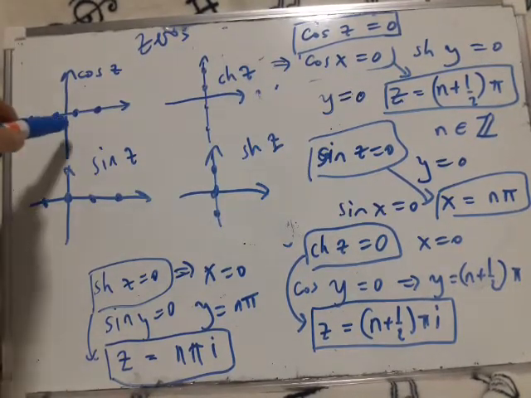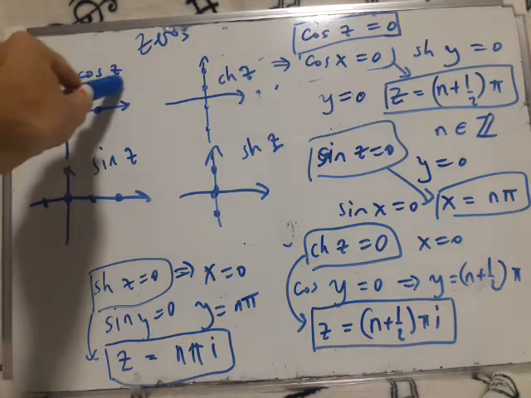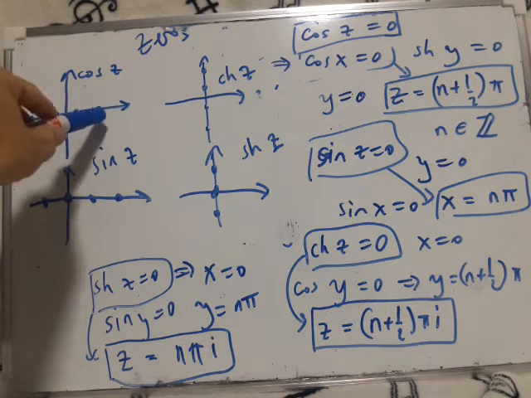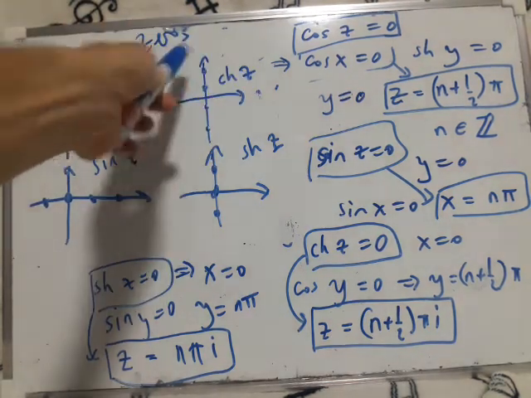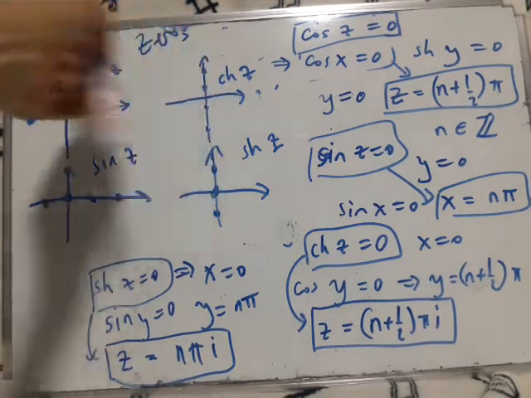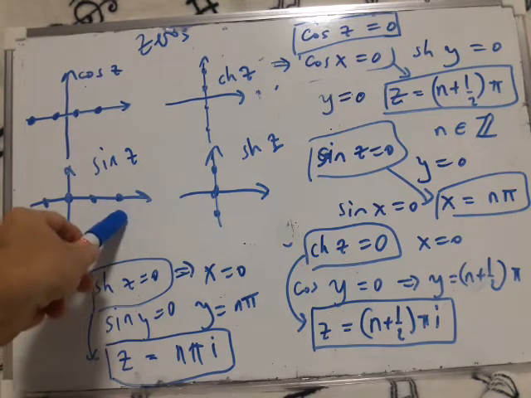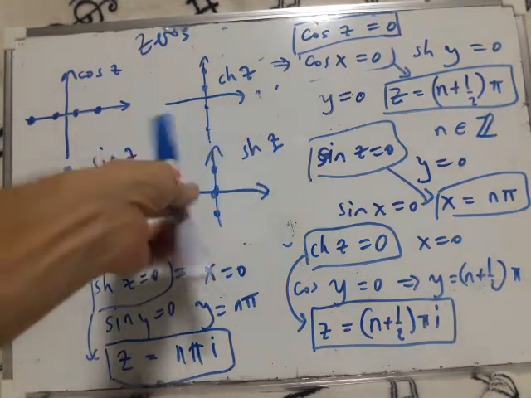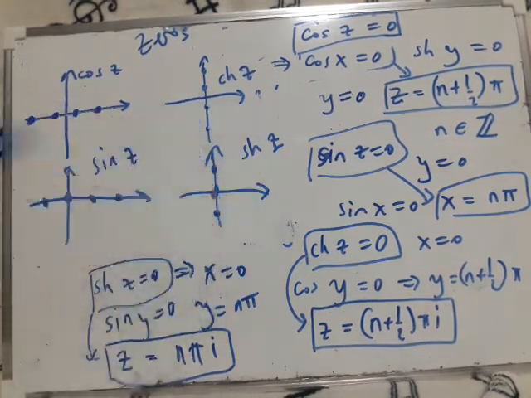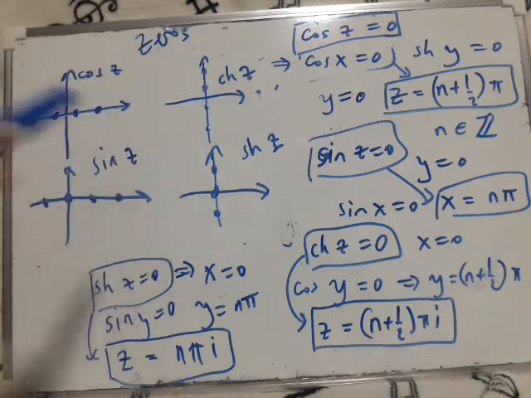So pictorially, these dots represent the zeros. So the zeros of cos z lie along the real axis. The zeros of cosh z lie along the imaginary axis, and we get one from the other just by rotating 90 degrees. Similarly, the zeros of sine z, as you know, lie on the real axis. The zeros of sinh z lie on the imaginary axis. You get those by rotating 90 degrees. So this is a very useful picture to have to remember.